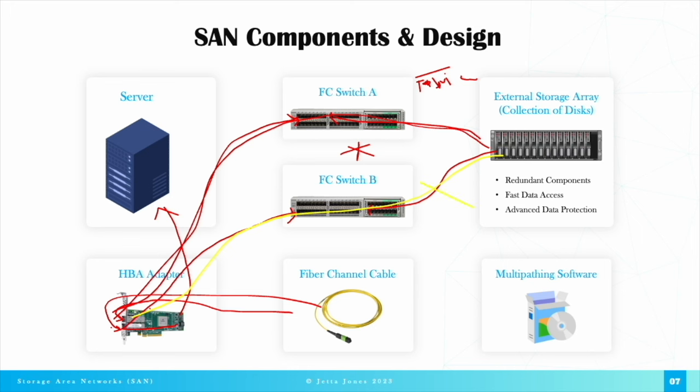So let's say switch B goes down. There's still this path that the server can take to get to the data. Therefore, your storage area network is not going to experience any downtime, whether a port goes bad on one of the switches or the entire switch itself goes down. You still have an alternate path, and that is managed through the multi-pathing software.